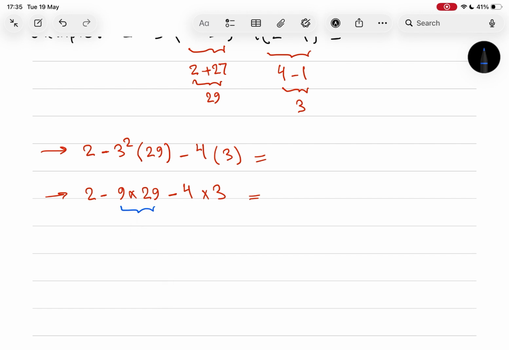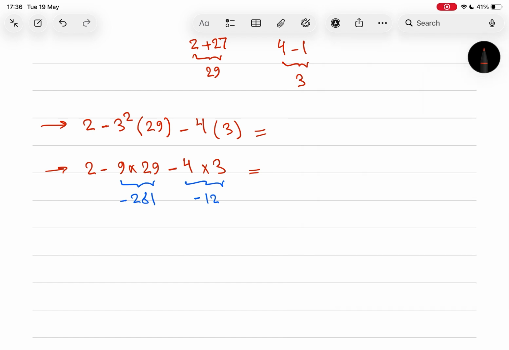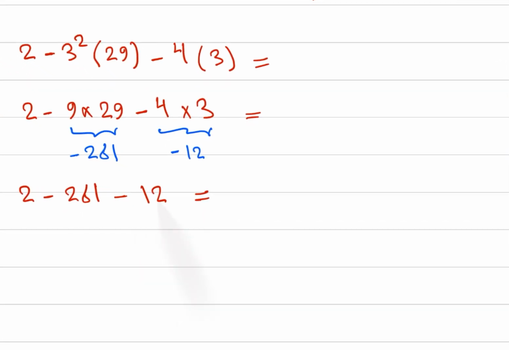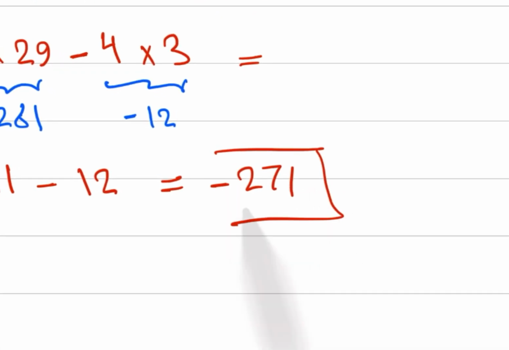Next, we perform the multiplications. 9 times 29 equals 261, and 4 times 3 equals 12. So, the result becomes 2 minus 261 minus 12. Finally, the answer is -271. That concludes this lesson.